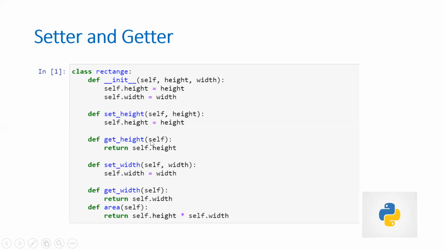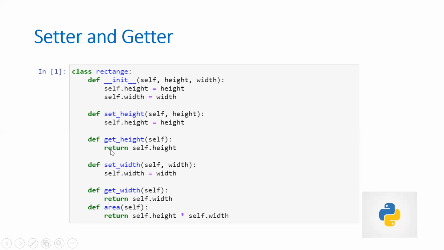There is only self here, which is the default. So here I want to return the height. I write self.height. That means it will return the height. Self means the object name, and the attribute name is height. So this method will return the value of height.